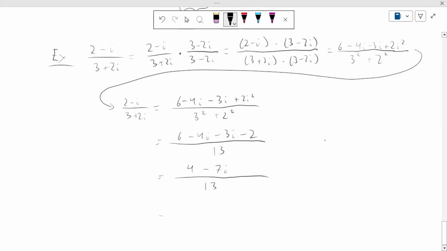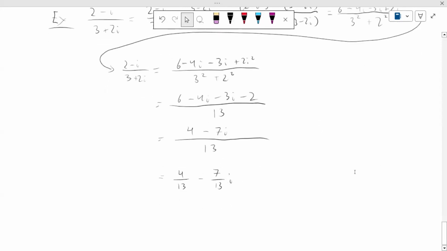And then now division distributes over differences, right? So this is the same thing as 4 divided by 13 minus 7 divided by 13 times i. Okay? So 4 over 13 is the real part of my complex number. Negative 7 over 13 is the imaginary part of my complex number. Fair enough. Don't forget that negative sign.